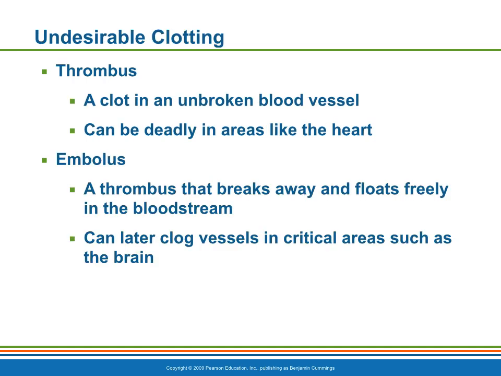Now, despite the body's safeguards against abnormal clotting, undesirable clots sometimes form in intact blood vessels, particularly in the legs. A clot that develops and persists in an unbroken blood vessel is called a thrombus. If the thrombus is large enough, it may prevent blood from flowing to the cells beyond the blockage. An example would be a heart attack if a blockage occurs in the heart.